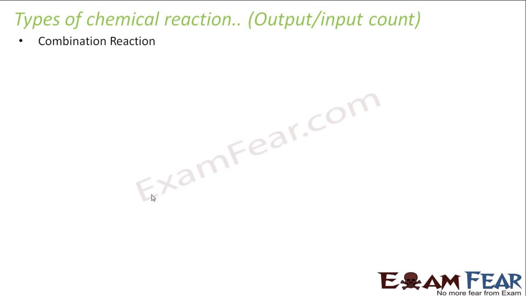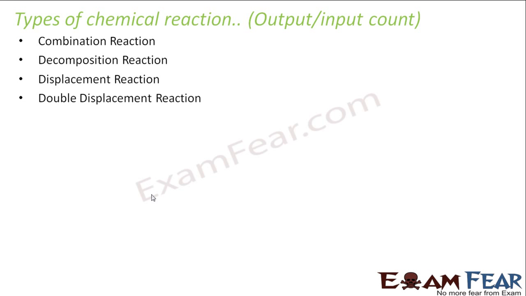Let's see the types of chemical reactions. Typically there are 5 types of chemical reaction. The first is combination reaction, decomposition reaction, displacement reaction, double displacement reaction and combustion reaction. There are 5 kinds of chemical reactions we have. There are other types also, but they fall in these types.